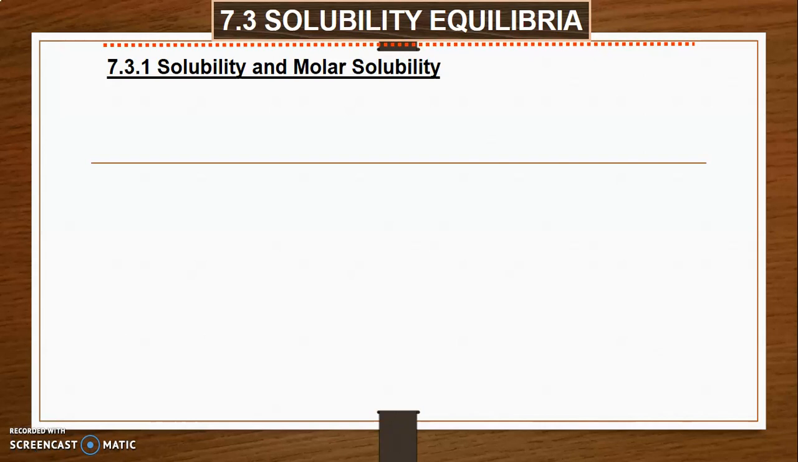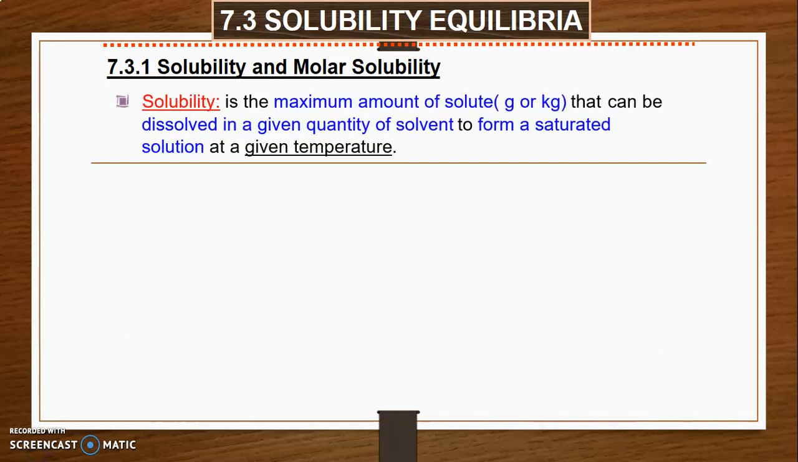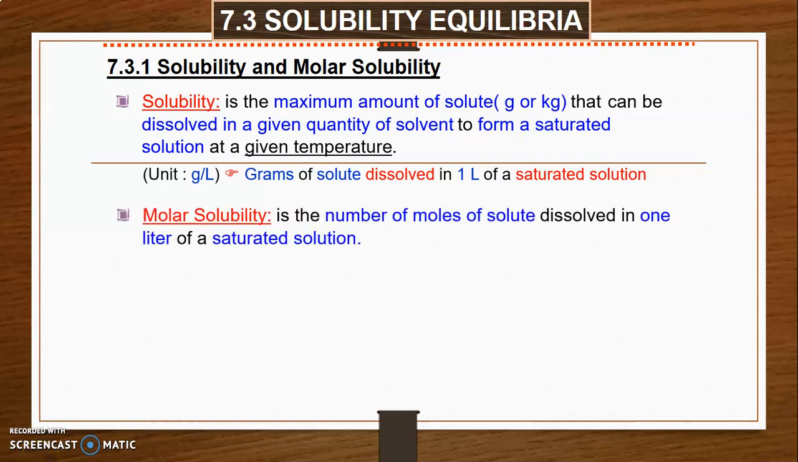Solubility is a property referring to the ability for a given substance, the solute, to dissolve in a solvent. Solubility is the maximum amount of solute in gram or kilogram that can be dissolved in a given quantity of solvent to form a saturated solution, and the unit is gram per liter. Molar solubility is the number of mole of solute dissolved in 1 liter of a saturated solution, and the unit is mole per liter.